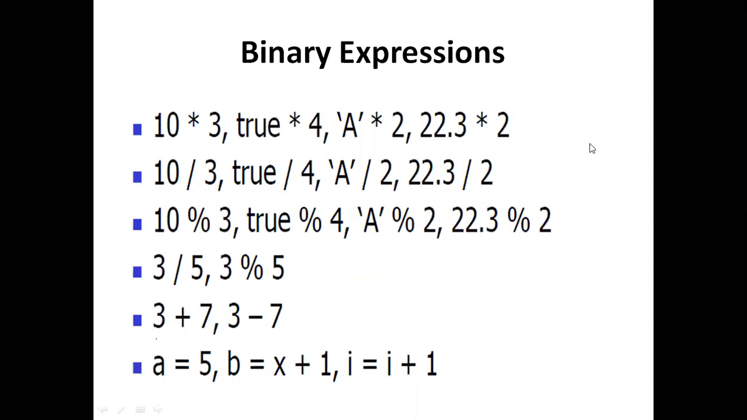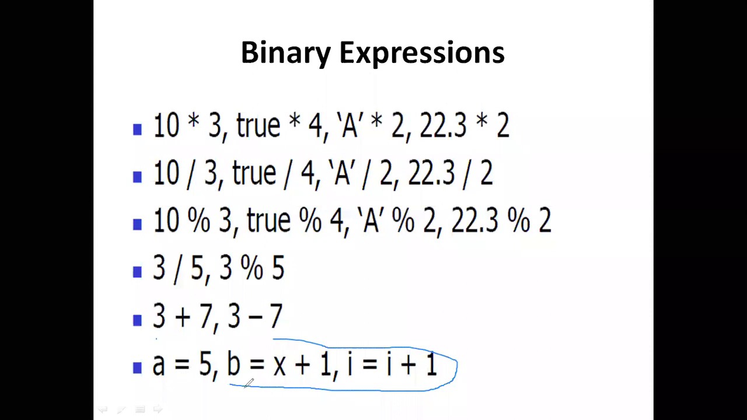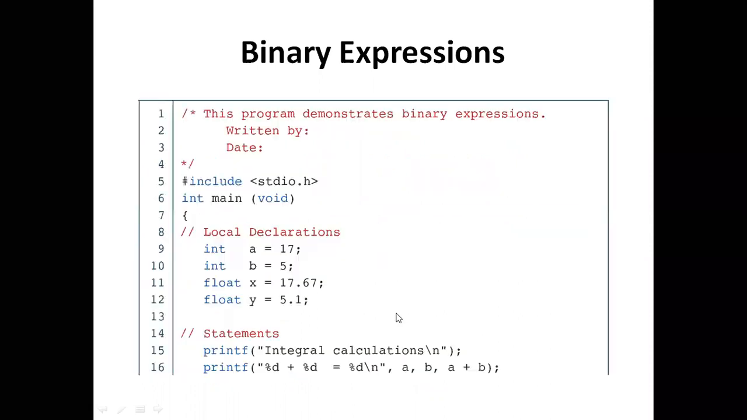Whatever expressions we write in the C language, most of them are in binary expression format. Suppose a is equal to 5: here a is an operand, 5 is an operand, and assignment is the operator. This type of expression we call a binary expression.